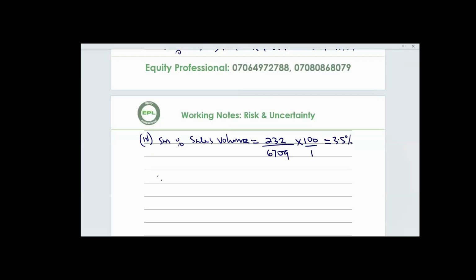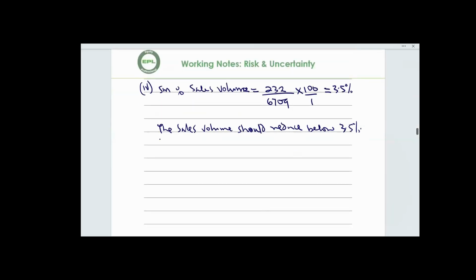You then say the sales volume should not reduce below 3.5%. If not, the investment proposal will not be accepted.